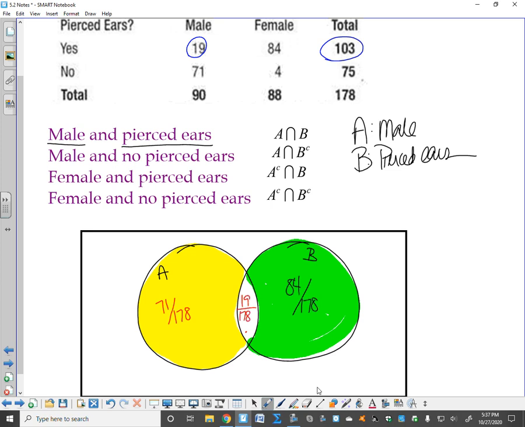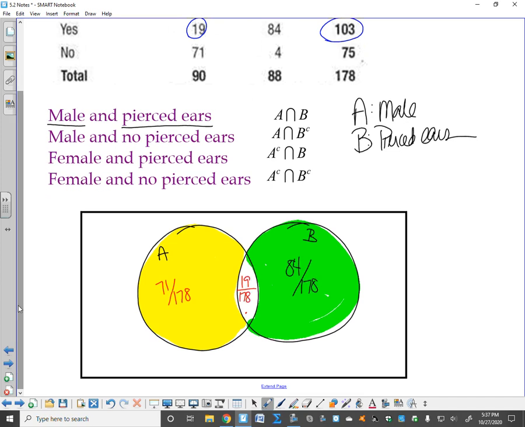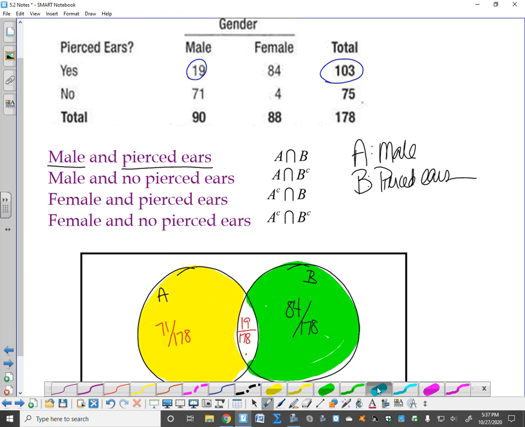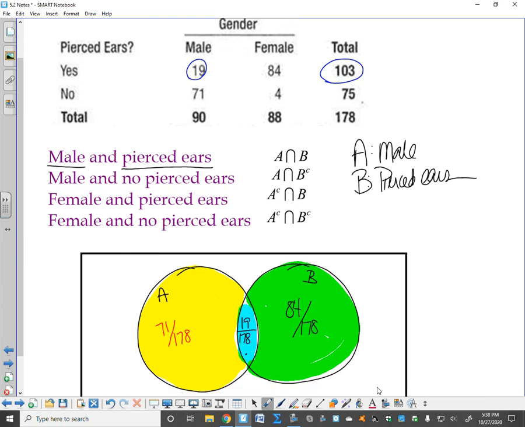Okay, so now we've done all the yeses. So now let's do all the nots, all the space outside. The space outside these bubbles means I am not male and I do not have pierced ears. Because if I'm male, I'm in the yellow. I need to color the center wedge. All right, here we go. If I'm male, I am yellow or blue. If I am pierced ears, I am green or blue.